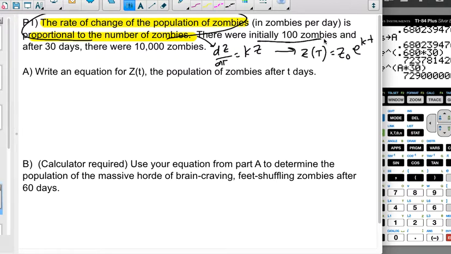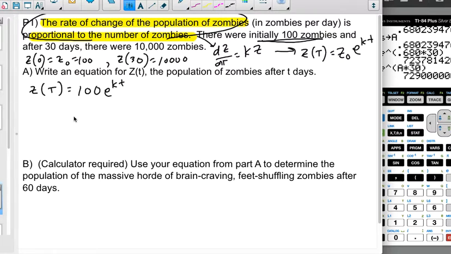Now, I then know some other things. I know there were initially 100 zombies. So basically that's saying z of 0, or z naught, is 100, right? And I also know that z of 30, so after 30 days, there are 10,000 zombies, right? So those are the 2 points I know. So I know z of t is the initial population of zombies, which is the 100, e to the kt, right? And then I'm going to use z of 30 to find k.